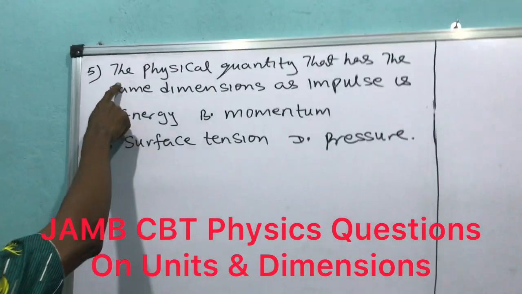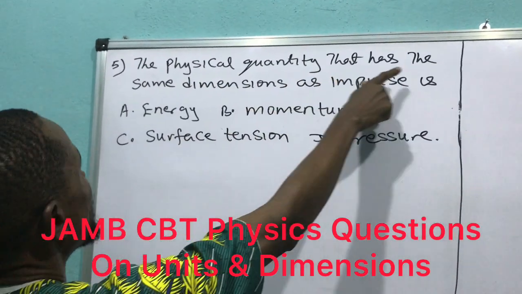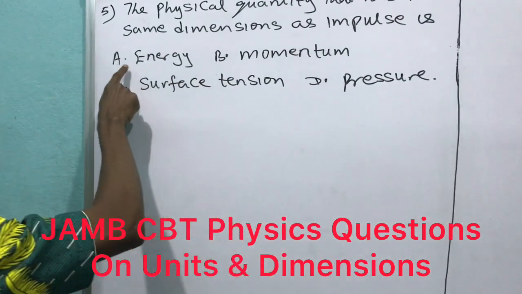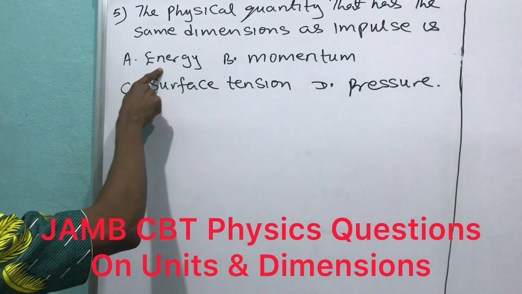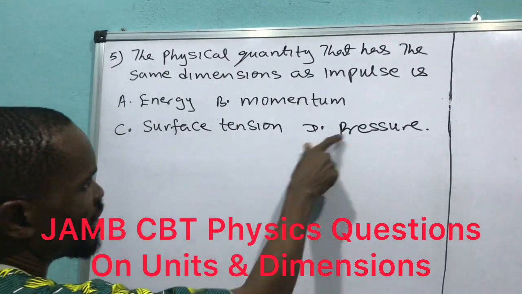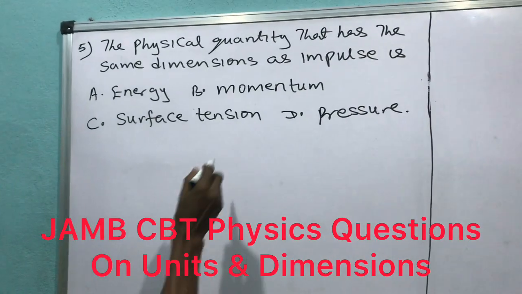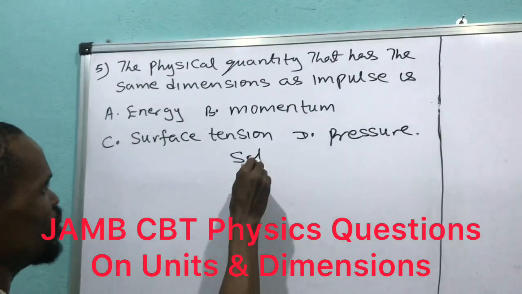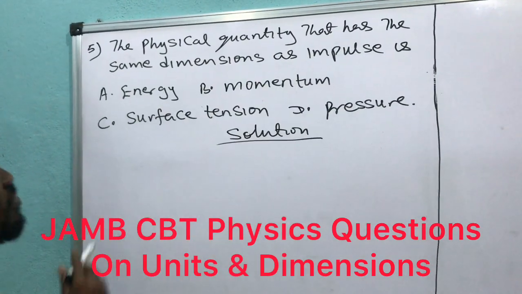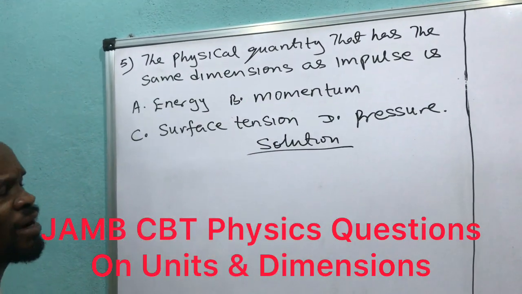That's question number 5. Question number 5 says the physical quantity that has the same dimension as impulse is dash, which is A, energy, B, momentum, C, surface tension, and D, pressure. Let's go to solution. Let us look at what we mean by impulse.